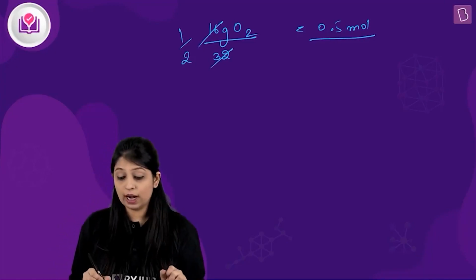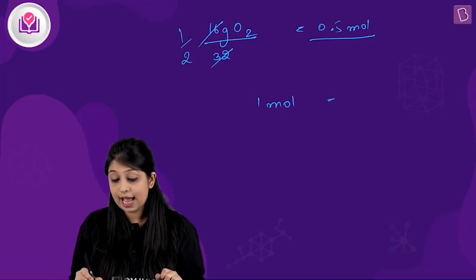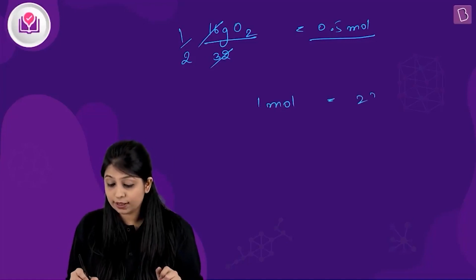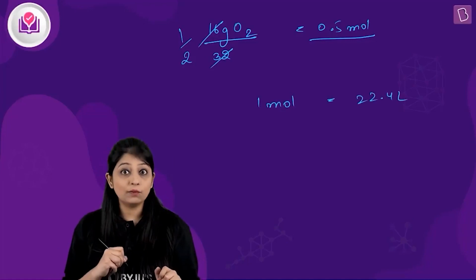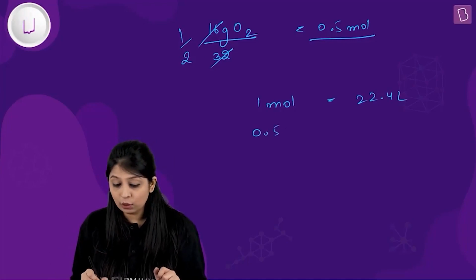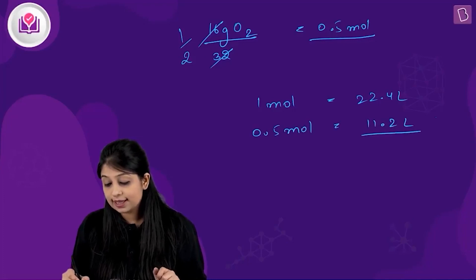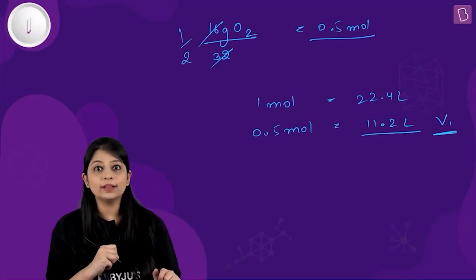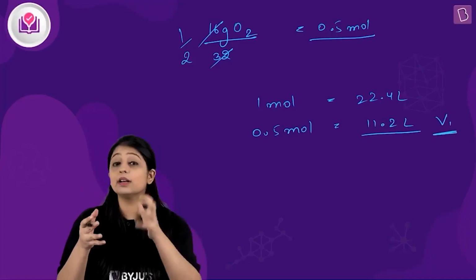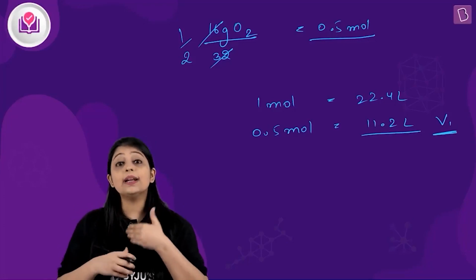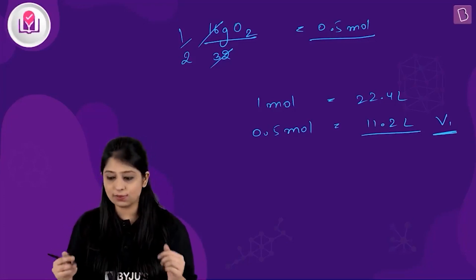So we know that 1 mole of gas at STP occupies 22.4 liters of volume, right? So 0.5 mole will occupy how much? It will occupy 11.2 liters. This will be our V1 volume, initially, before the expansion, right? And when it expands, it occupies double of its volume.